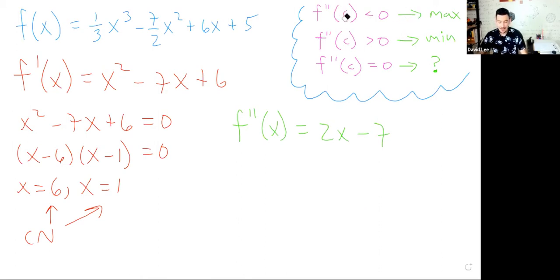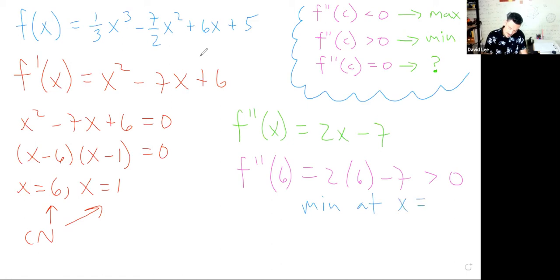You want to take your critical numbers C and you want to plug them into the second derivative. So f double prime of 6. So let me take 6, my critical number, and plug it into the second derivative. This is a number that is greater than 0. The actual value of it, I don't care. I just know that this is a number that's positive. So because the second derivative is greater than 0 at that critical number 6, according to these rules, we have a minimum at x equals 6.